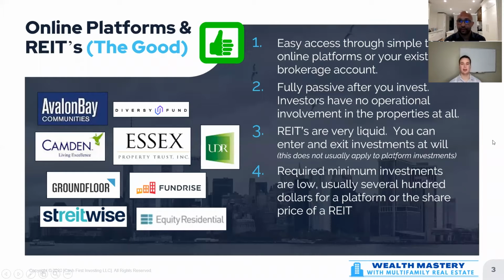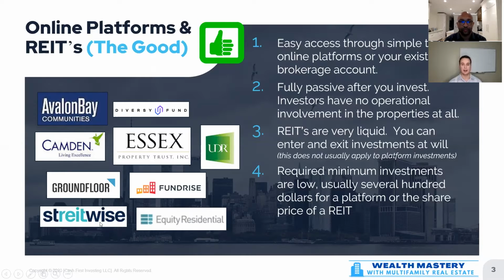So just to talk about method number one, which we don't really recommend, but there are some benefits, right? When we talk about the online platforms, the REITs, the real estate investment trusts, you can go onto your brokerage account right now, your Charles Schwab, your Ameritrade. You can go on there and search for these REITs, these real estate investment trusts. And it's a way to own real estate, right? They go out and they buy assets.